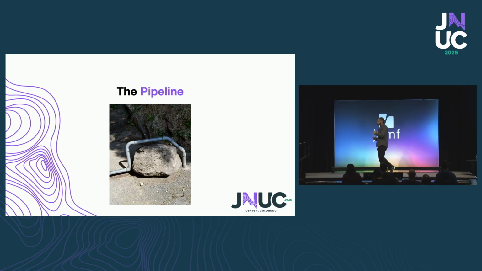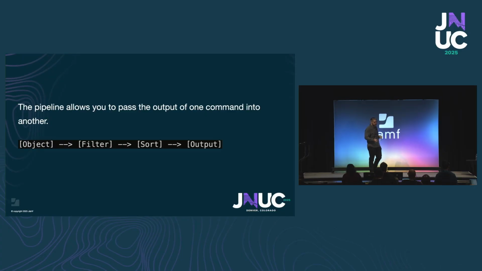So the pipeline, that's PowerShell's bread and butter. The pipe can be used to take the information from your commands and push it down the line to be further used over and over again, and even manipulate it again down the line. So an example is you run the command, you get the object, you can filter it, sort it, you get your output.